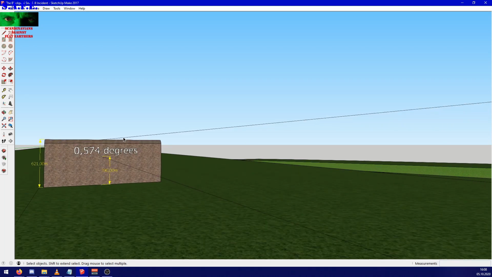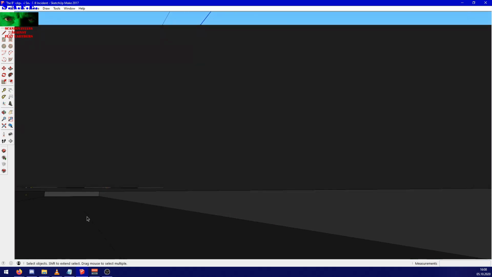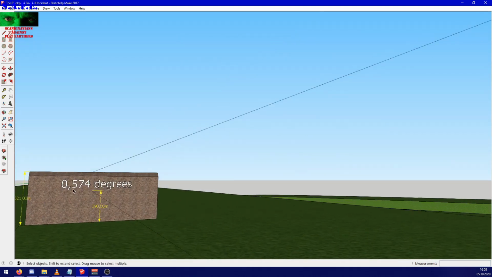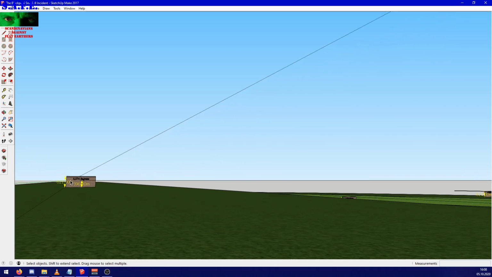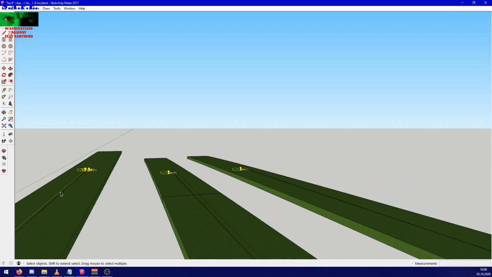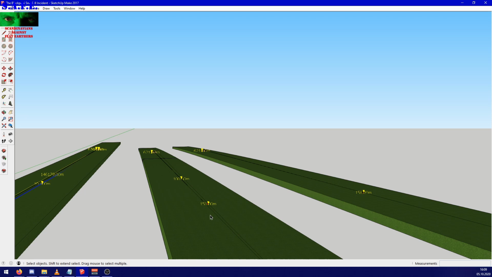0.574 degrees up here. This is eye level, and the observed line is down here. So 0.574 degrees on the flat Earth. On the globe Earth, same line as here.